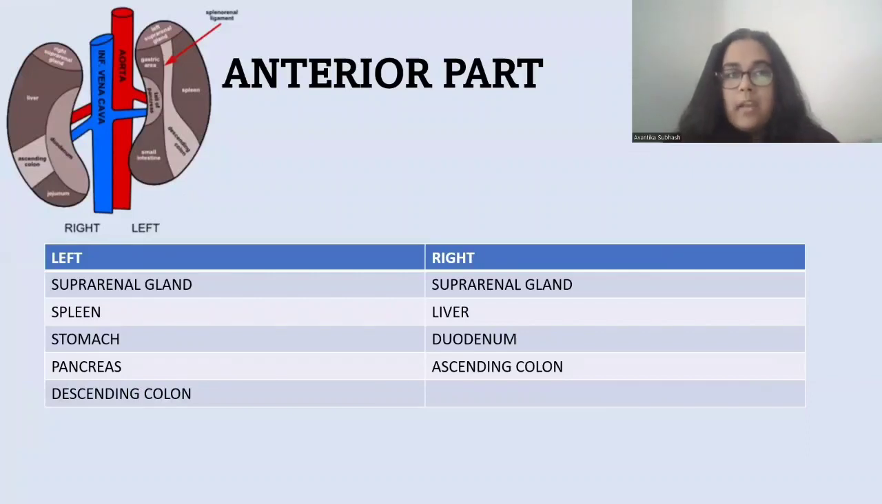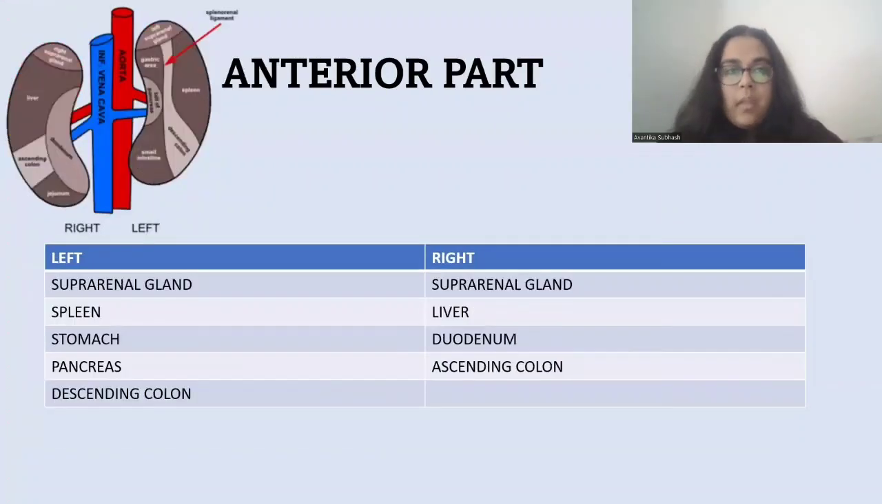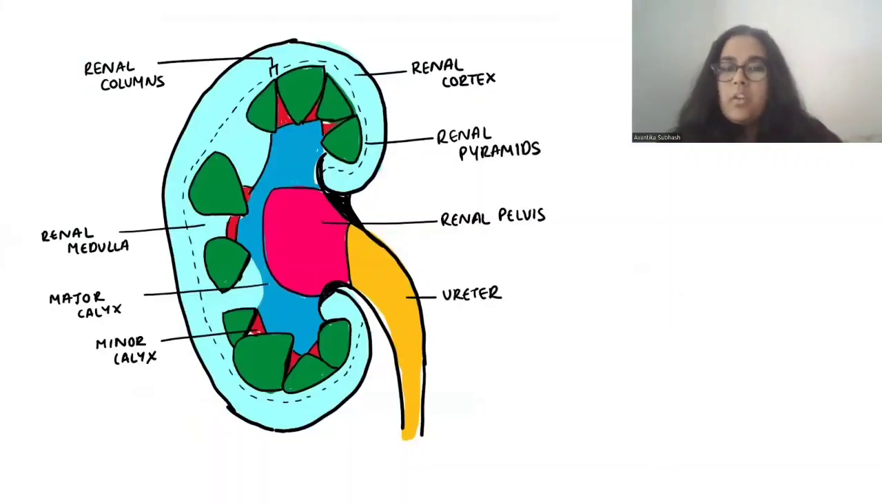I feel you have to keep in mind the basic scheme of the syntopy of the kidneys, both anterior and posterior, and get to know the basic structure of the kidney.